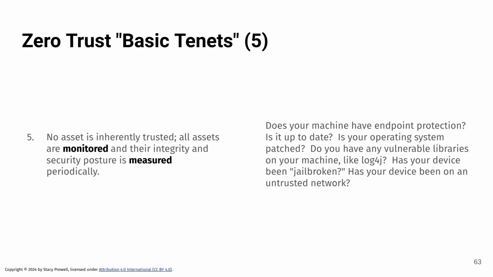No asset is inherently trusted. All assets are monitored, and their integrity and security posture is measured periodically. The laptop I have for the National Lab has self-monitoring software on it. All my machines at the lab are periodically checked. They mark them as, I think it's orange, when they need to have changes made. They can be marked red and then kicked off the network because they don't measure up to what we want as a security posture for a machine allowed to access.